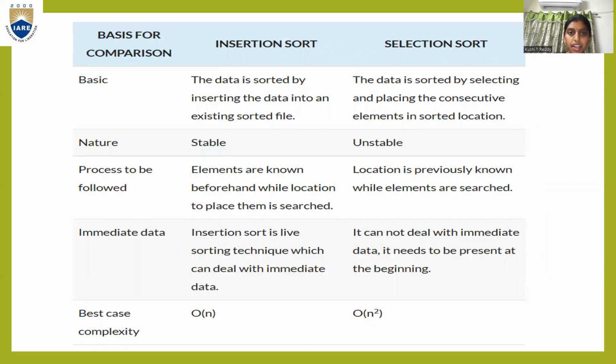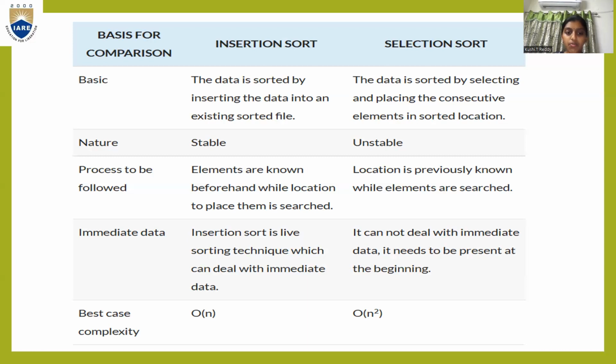So some of the basic comparisons are that, coming to its nature, insertion sort is stable, whereas selection sort is unstable. Coming to the process to be followed, in insertion sort, elements are known beforehand while the location to place them is searched, whereas in selection sort, the location is previously known while elements are searched. Coming to immediate data, insertion sort is a live sorting technique which can deal with immediate data, whereas selection sort cannot deal with immediate data. It needs to be present at the beginning.